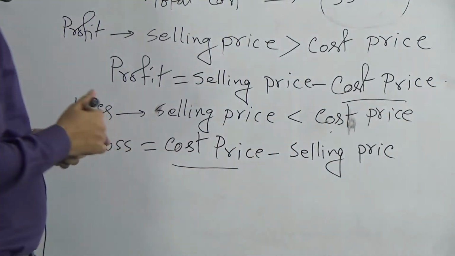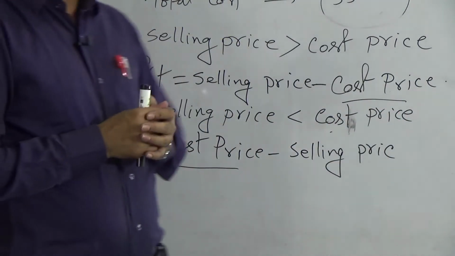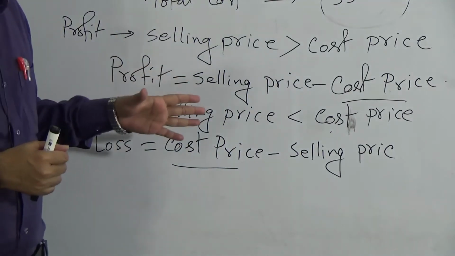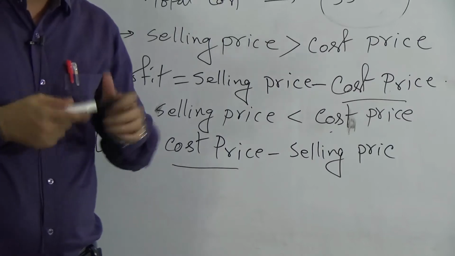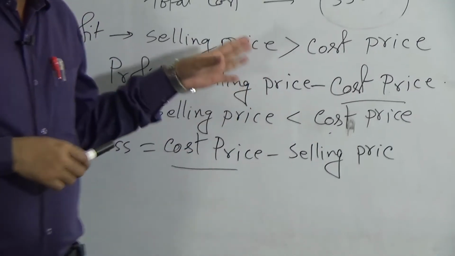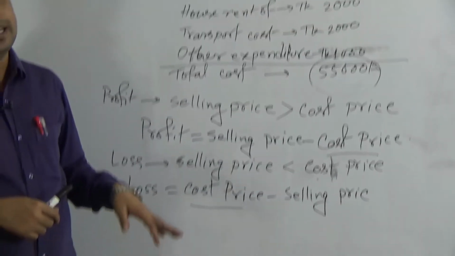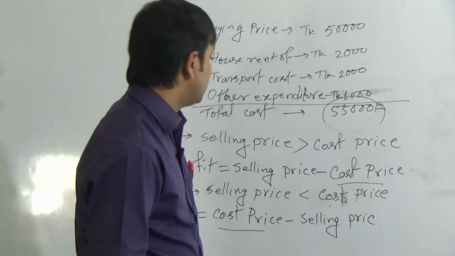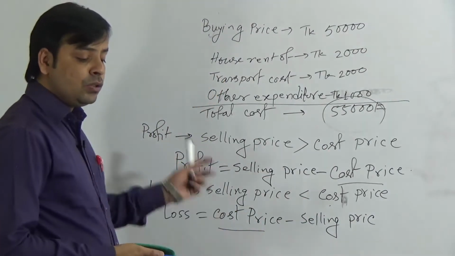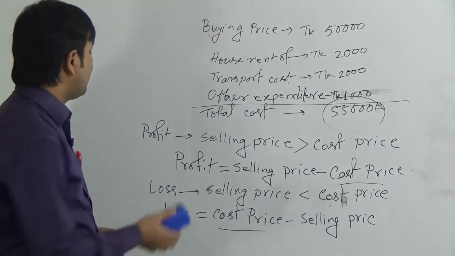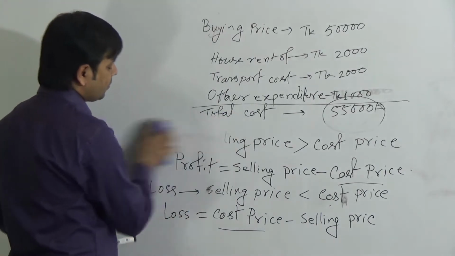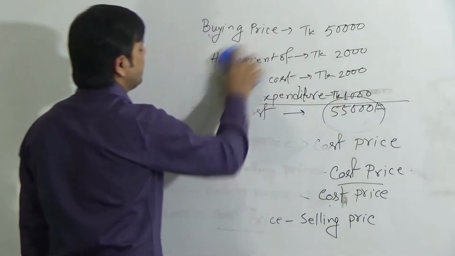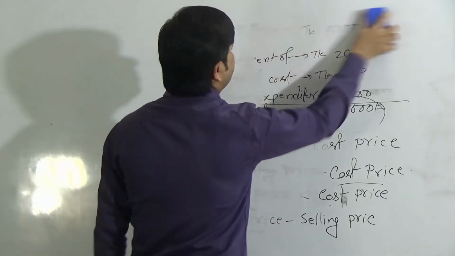And to determine whether the businessman is obtaining loss or profit, it depends on cost price. To determine profit or loss, we have to depend on cost price. Okay, dear students. So, we are now going to the banking system. But before this, I want to show you another thing, that is profit or loss in percentage.